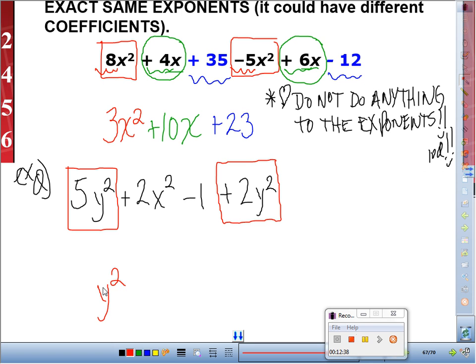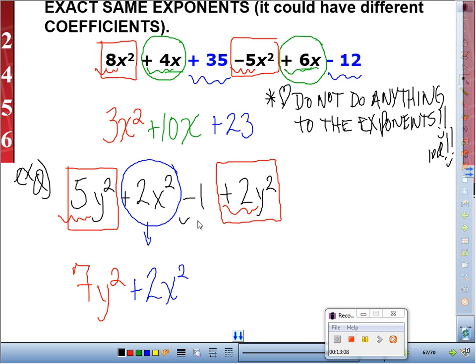And I'm going to focus on what? The coefficients. What is 5 plus 2? 7. You write that as a coefficient for that. Are we there so far? Yes. Okay, from there, circle the next variable. Is there another x squared anywhere? No, that means we just bring that one down, so that becomes plus 2x squared. Is there another constant other than negative 1? No, we bring that one down also, and we're done.